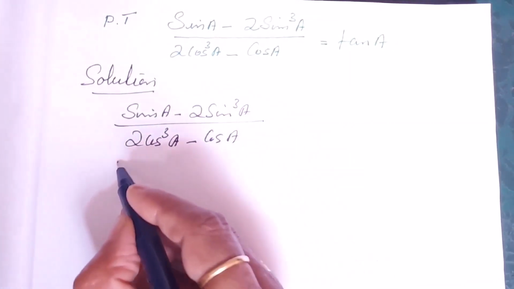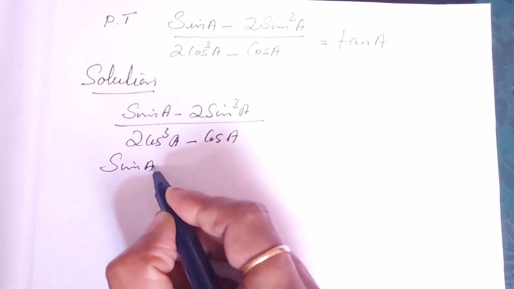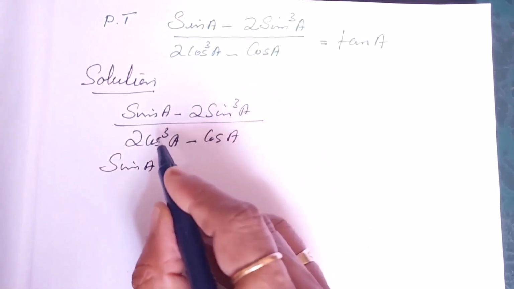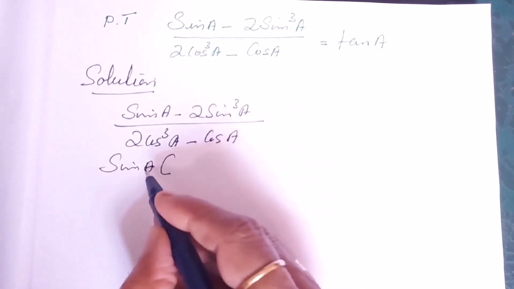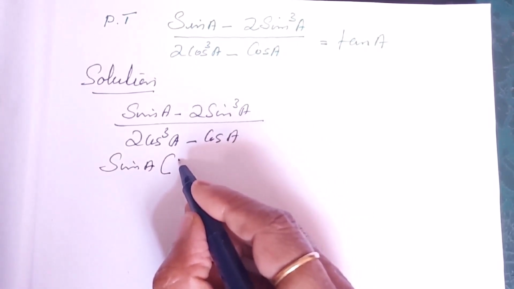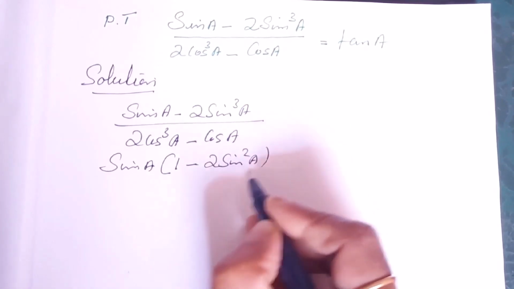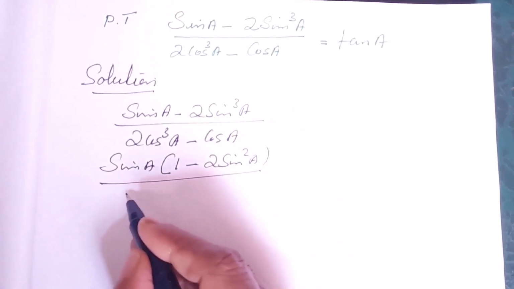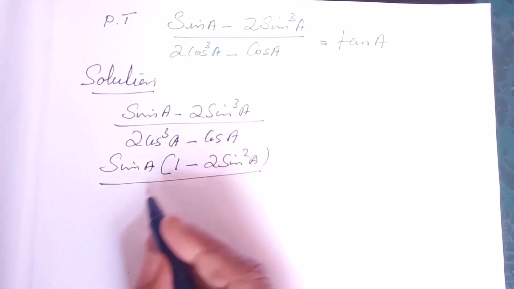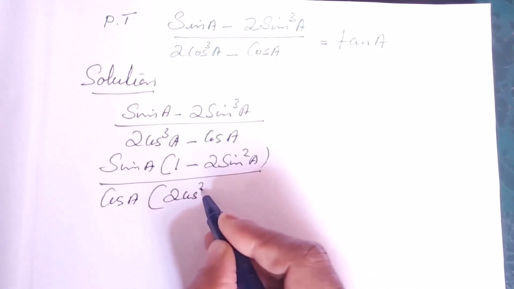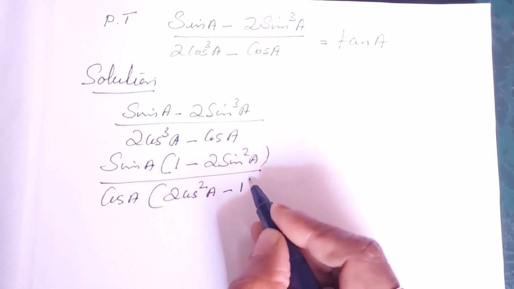So first we will take sin A outside, as a common term. In sin A minus 2 sin cube A, sin A is common, so we can take it outside. Inside the bracket you will get 1 minus 2 sin square A. Again from the denominator we will take cos A outside. Inside the bracket, 2 cos square A minus 1.